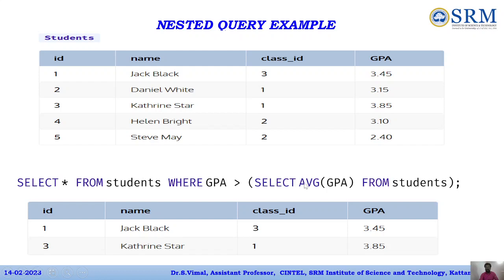First, it will execute the inner query. The inner query finds the average GPA of the students. After finding the average GPA from the student table, it will compare using the expression GPA greater than the average GPA. In this table, we can find that two students have more than the average GPA. So we have displayed only these two students' details using the nested query. This is a small example to understand the nested query.